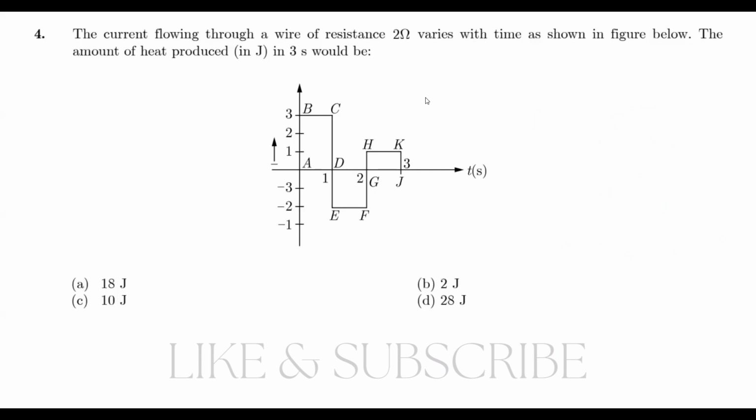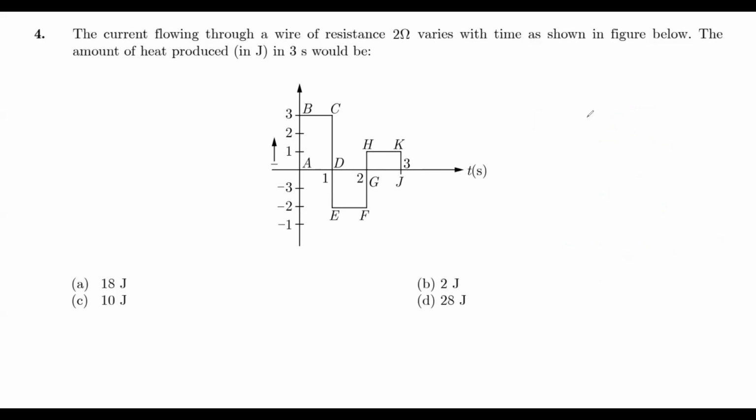Coming to the next question, what you have to find out is current, right? It's a current flowing through a wire of resistance 2 ohm that varies with time as shown in the figure. The amount of heat in joule in 3 seconds. So in total 3 seconds. Okay, clearly it is based on Joule's law of heating.